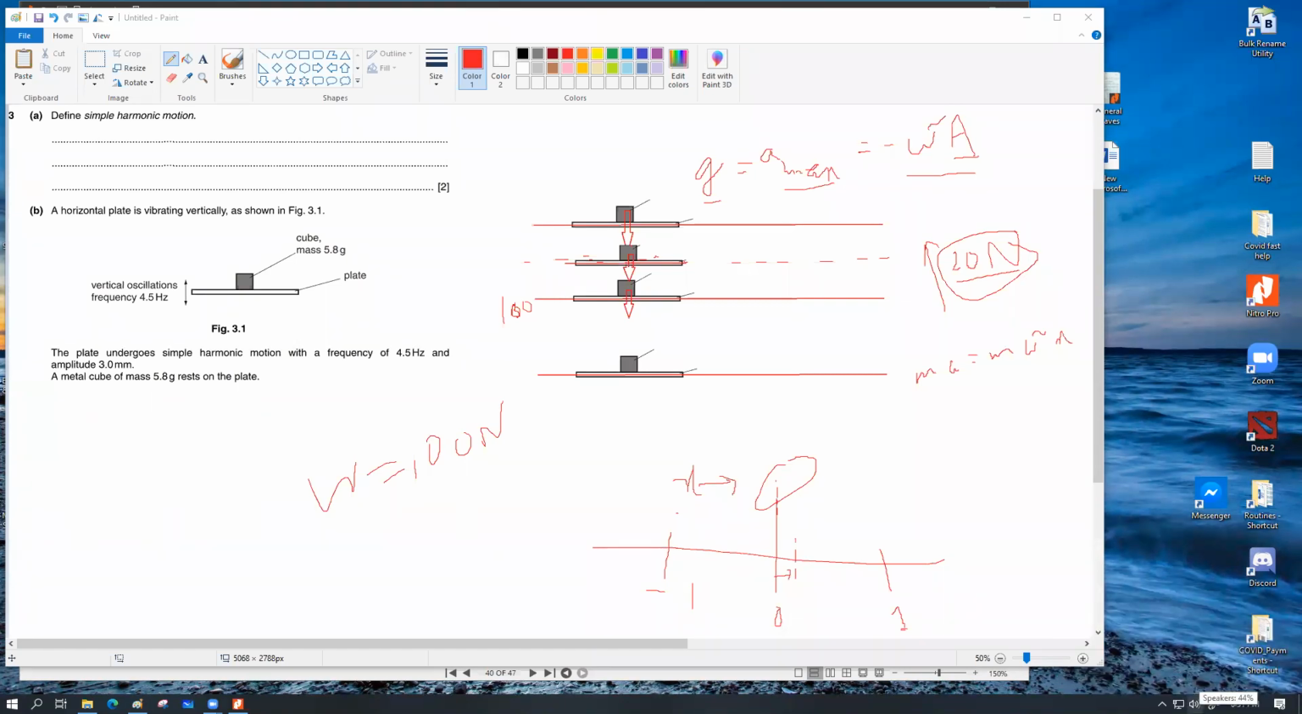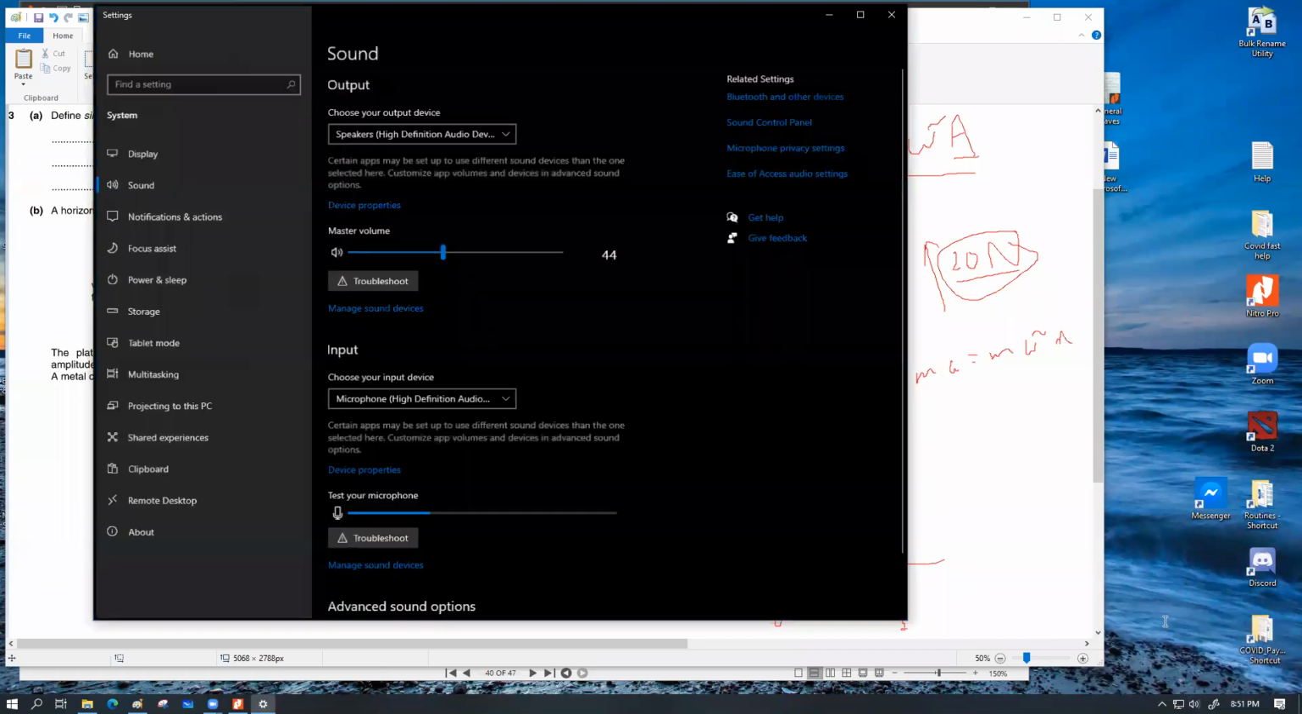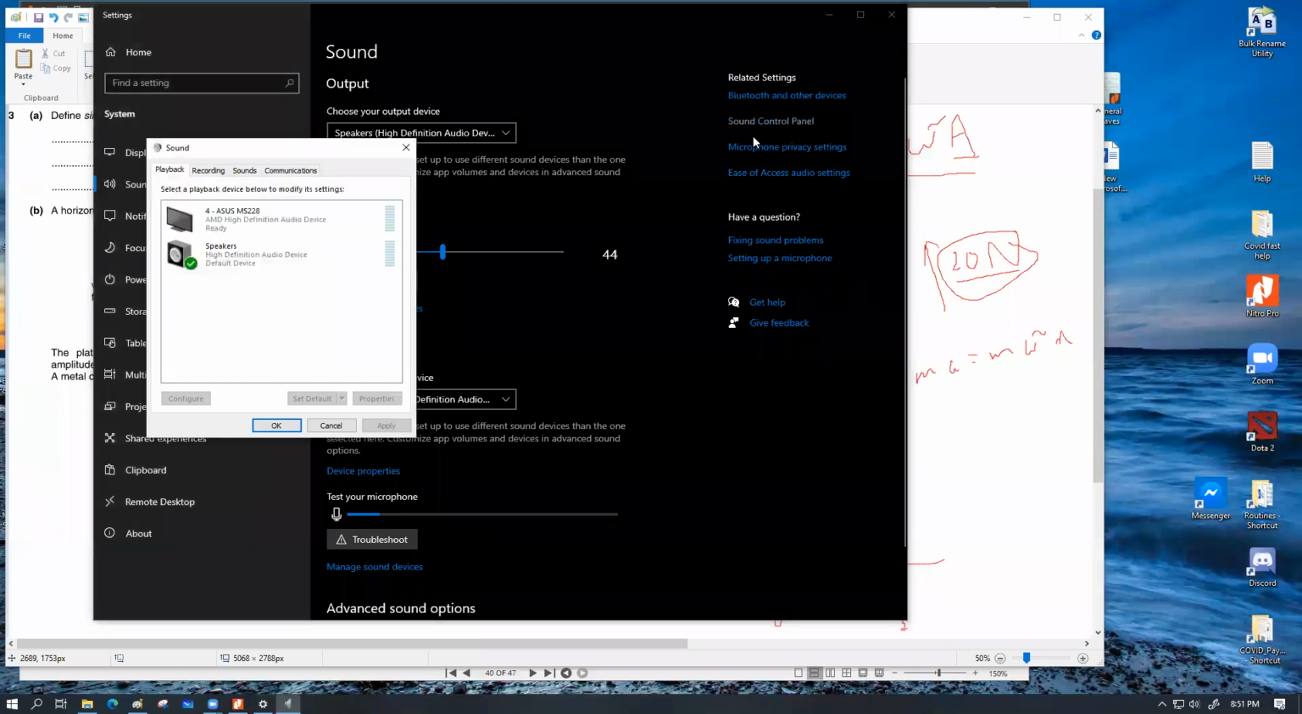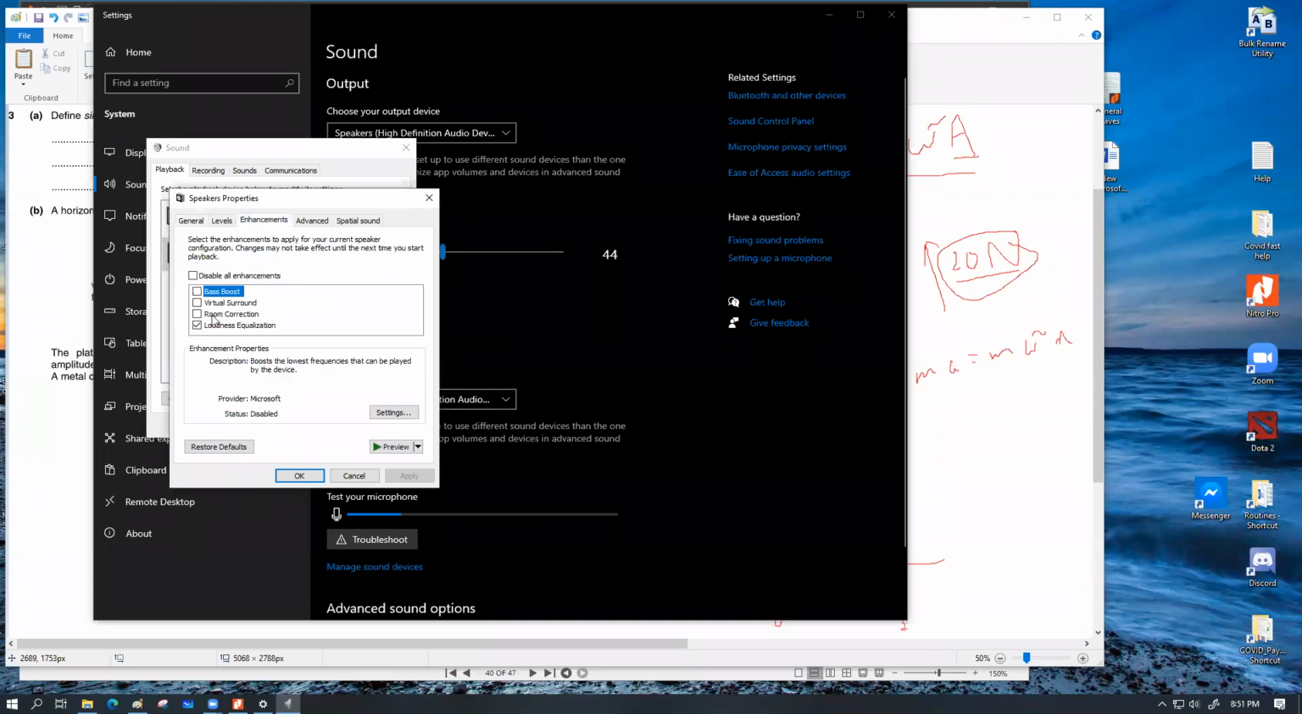Try to do this. Have a look. Right click on the volume icon, open sound settings, go to the sound control panel, and then find out the output device. Here you should see your microphone or whatever that blinks. Select that one and go to properties and do this loudness equalization. You have to put a tick mark over here. This would give you a bit amplified sound. Might help you.